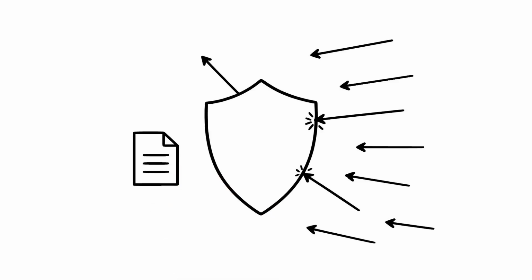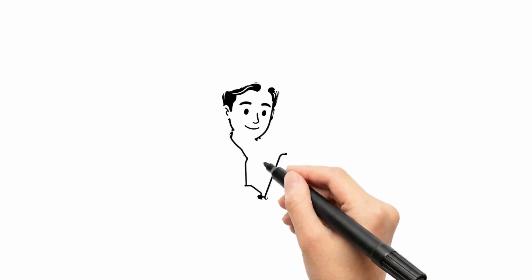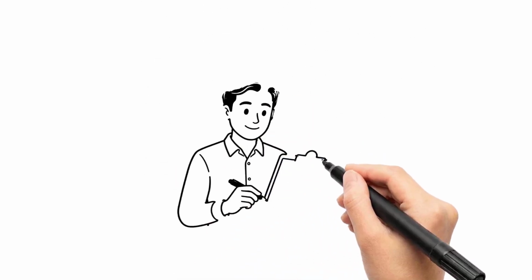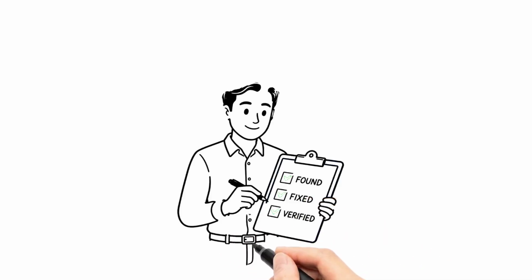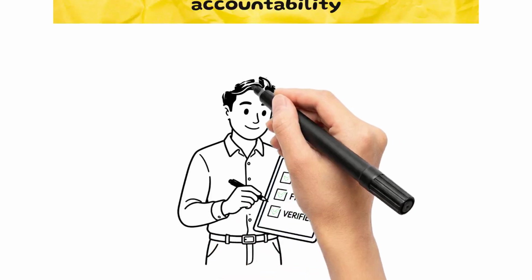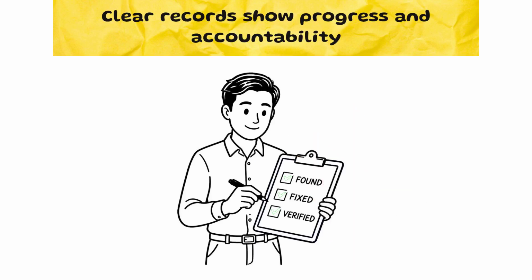Documentation is also important. Teams must record what was found, fixed, and verified. This builds historical knowledge. It helps during audits and future decisions. Clear records show progress and accountability.